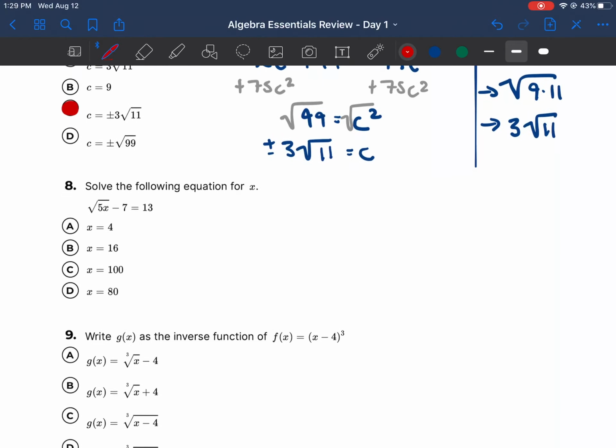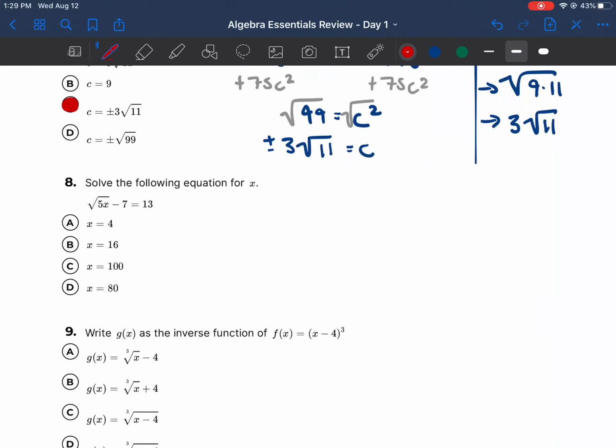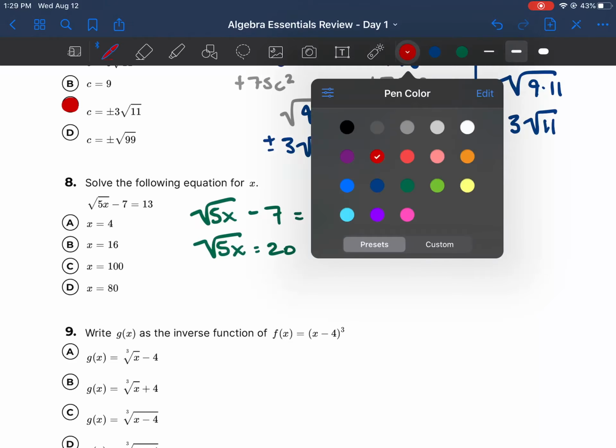Looking at number 8, solve the following equation for x. So now we see an equation that involves a square root. When we have an equation that involves a square root, we try to isolate the square root. So let's begin by adding 7 to both sides, which would result in square root of 5x equals 20. Now we must ask ourselves, what's going to get rid of a square root?